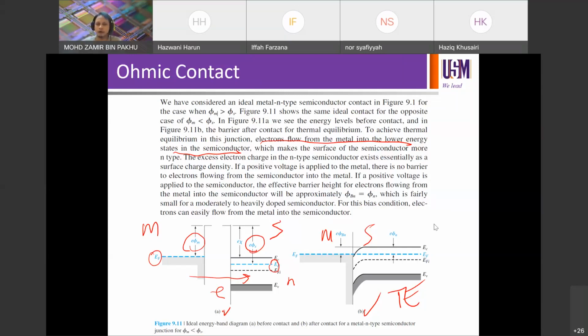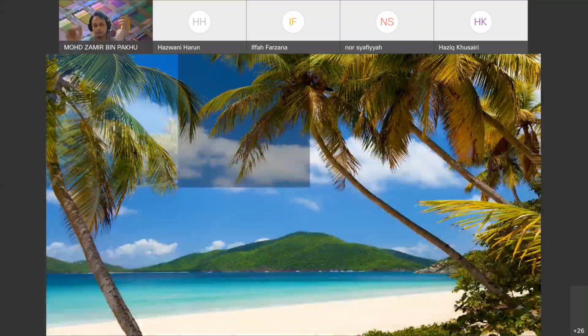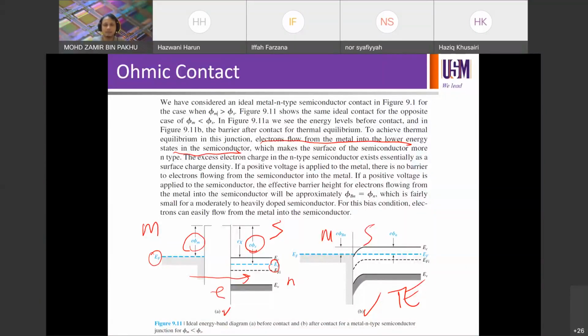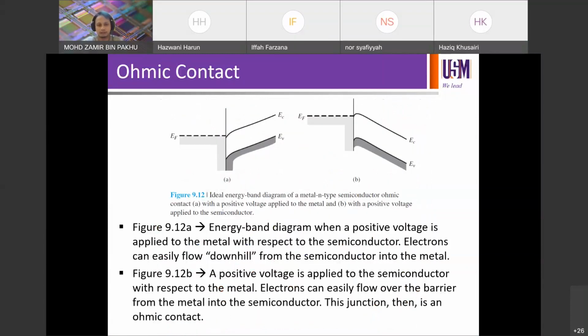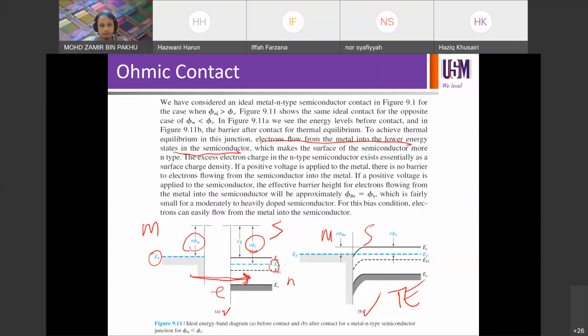So when you want to know the direction of electron flow, you have to look at which one has higher EF. In this case, the EF of the metal is higher than the semiconductor. Remember last time when we talked about the definition of EF, the probability of finding electrons there, right? You can see more electrons there. So when there are more electrons in the metal, we should expect electrons to flow from the metal to the semiconductor, because the energy level of the EF in the metal is higher than the EF in the semiconductor.